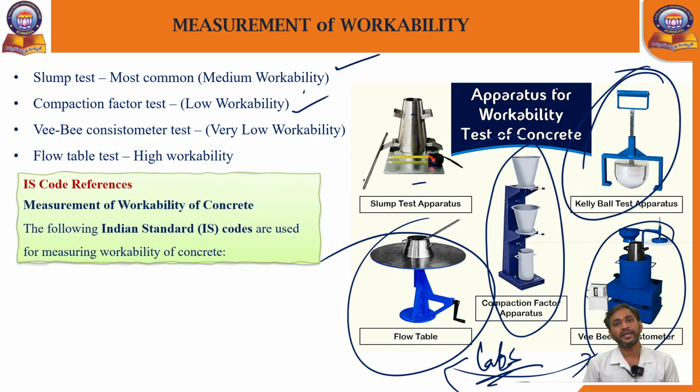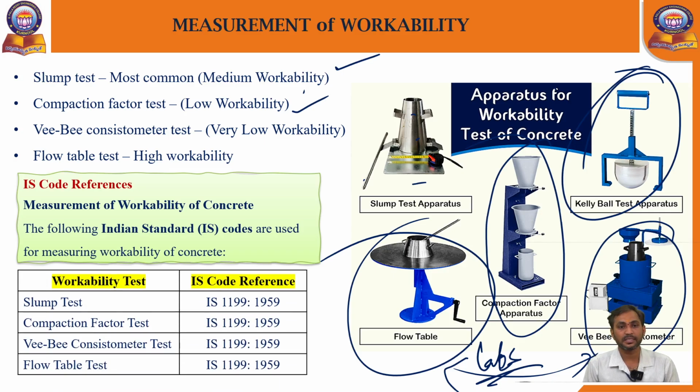So how can we refer to the measurement of workability? There are Indian Standard codes. The following IS codes are used for measuring the workability of concrete. If you are conducting the slump cone test, the code book to refer to is as per Indian Standard, IS 1959, for all types of workability tests. So we can refer to this code book.